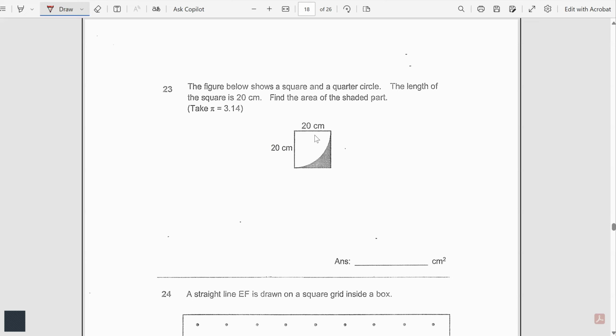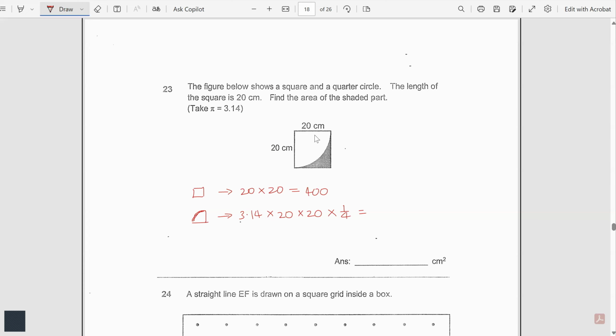Okay, so to find the square, simply 20 times 20, 400. Now to find the quadrant, we take pi times radius, and the radius is 20. Okay, don't take 20 divided by 2. The radius is 20. So pi times radius, and then times a quarter.